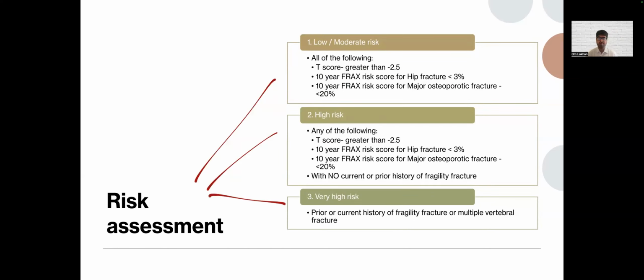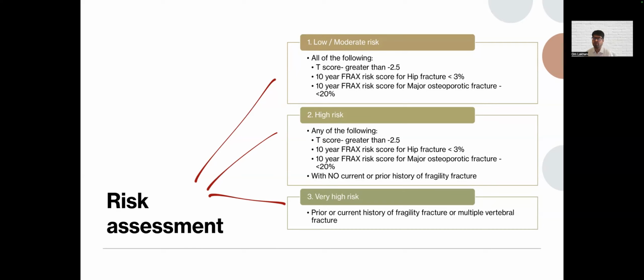Why is the sensitivity threshold for hip fracture lower? Because you need to understand that hip fracture can lead to mortality. In fact, hip fracture is a very, very important cause of mortality in postmenopausal women. So again, hip fracture has to be taken very seriously. So if your 10-year FRAX risk score is less than 3%, you are fine.